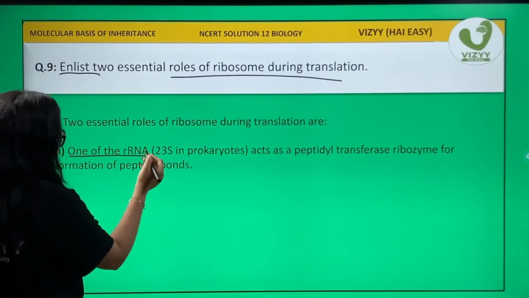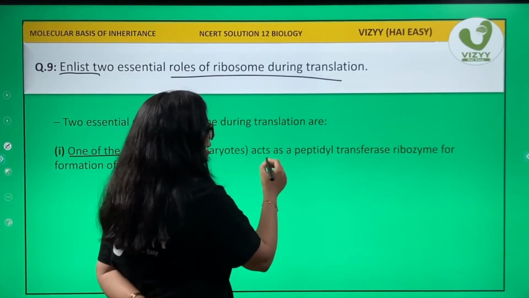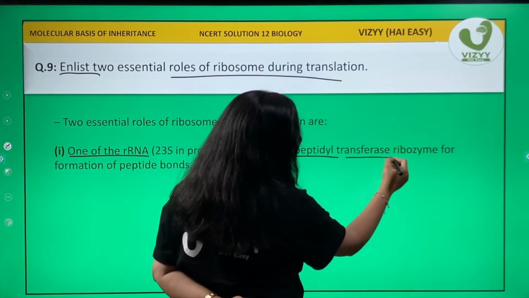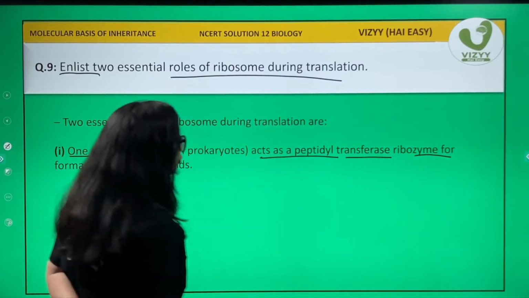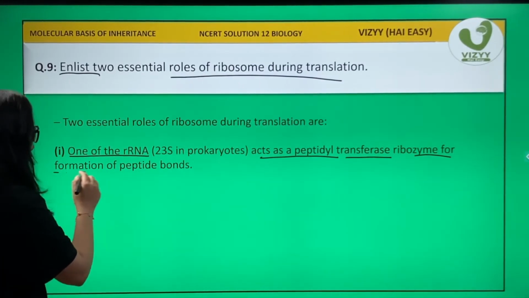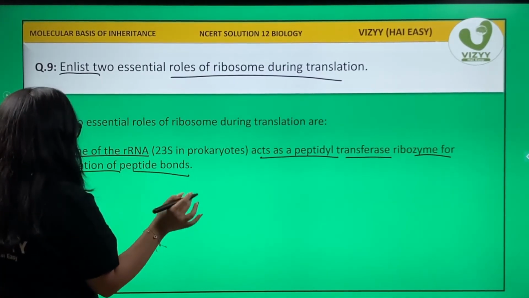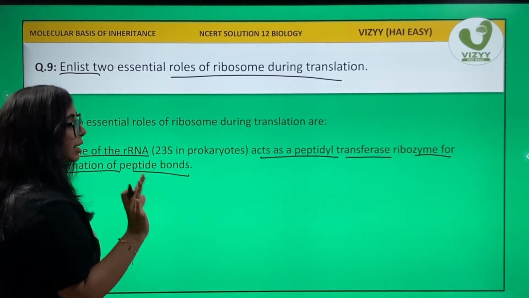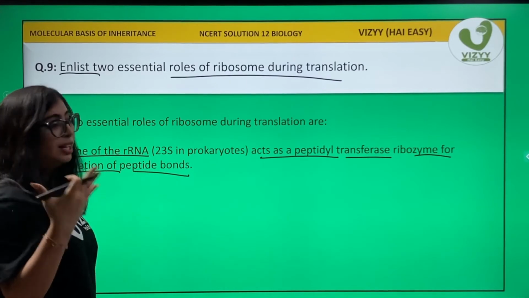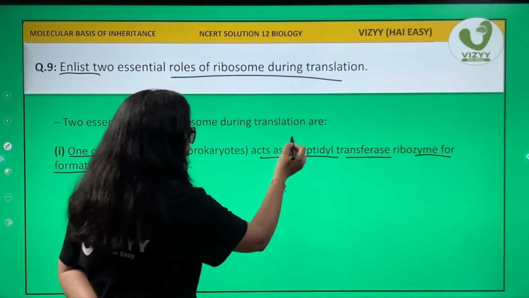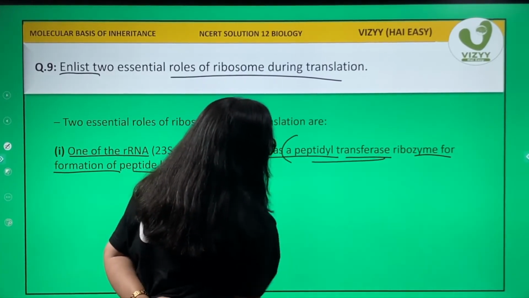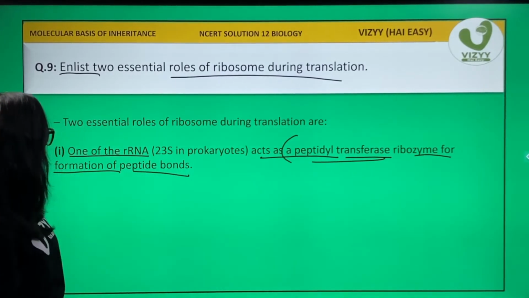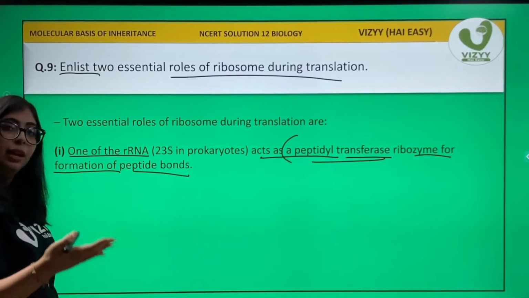one of the RNAs acts as a peptide transferase in the ribosome for formation of peptide bonds. In other words, remember that it acts as peptide transferase. Right from here, it acts as peptide transferase for formation of peptide bond.